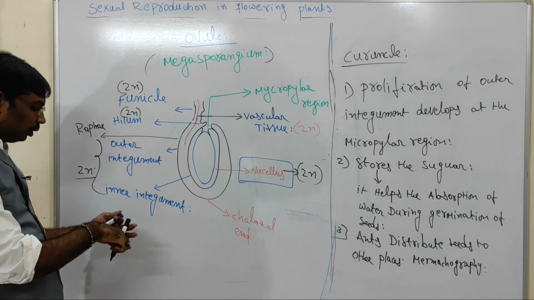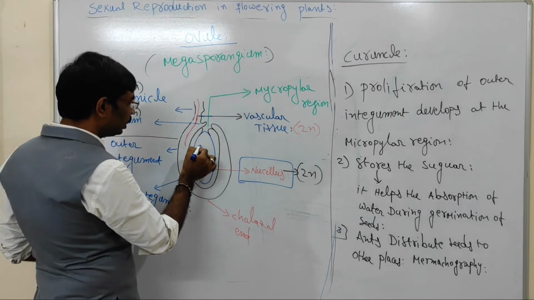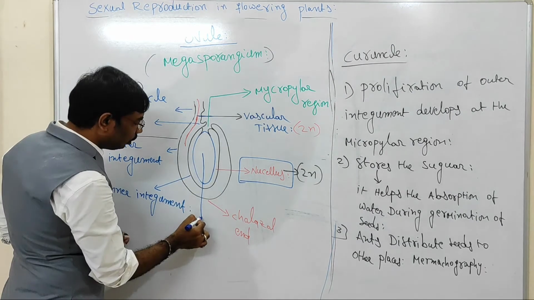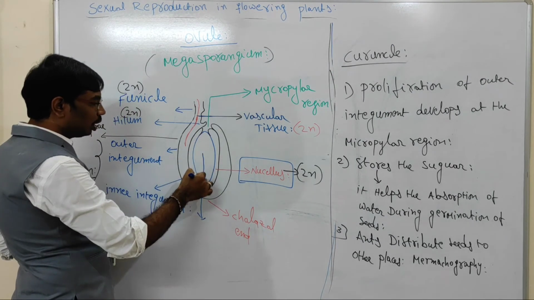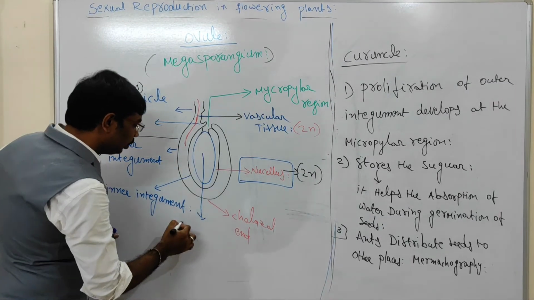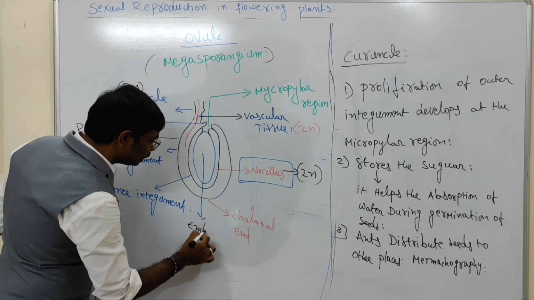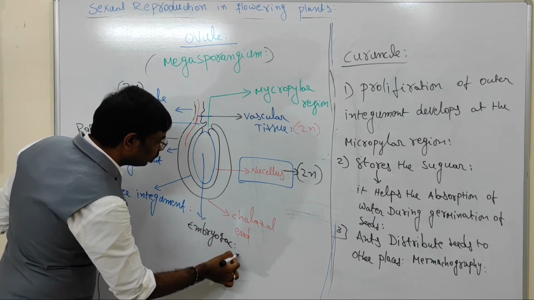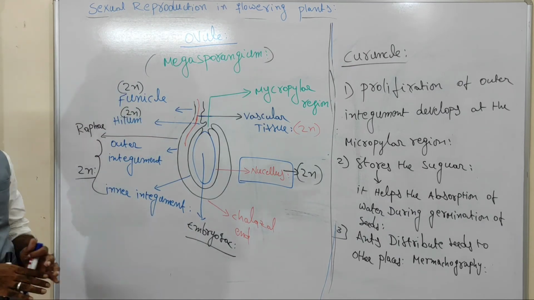Okay, but the embryo sac is present inside. Inside this blue color area. This blue color area is called the embryo sac. This blue color oval structure is the embryo sac. So the embryo sac is present inside the ovule.